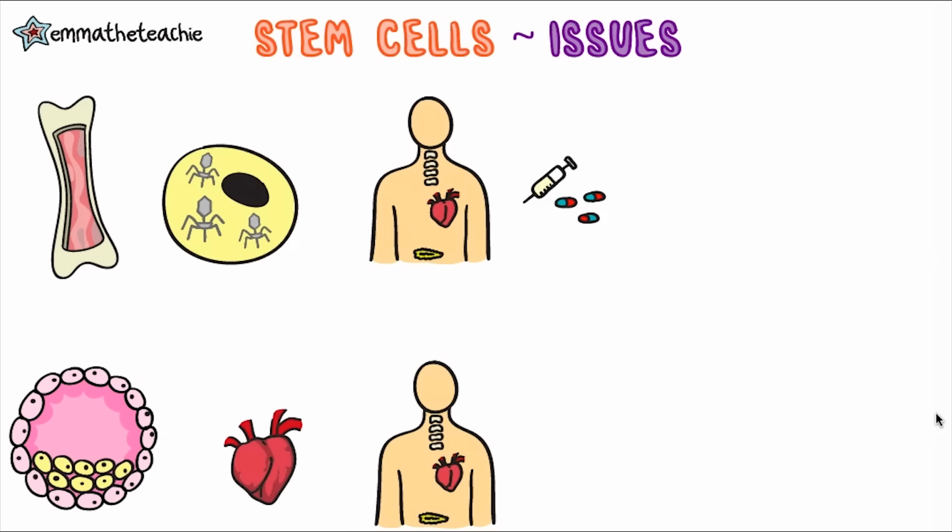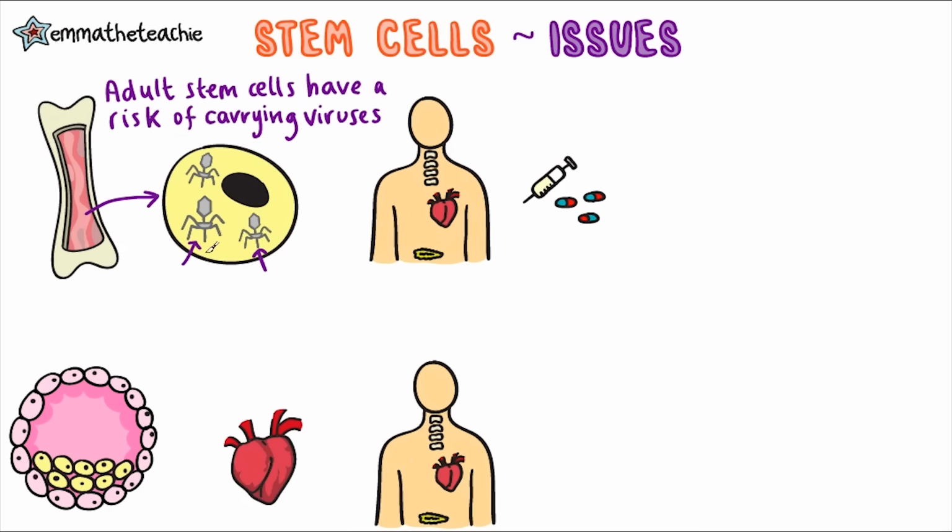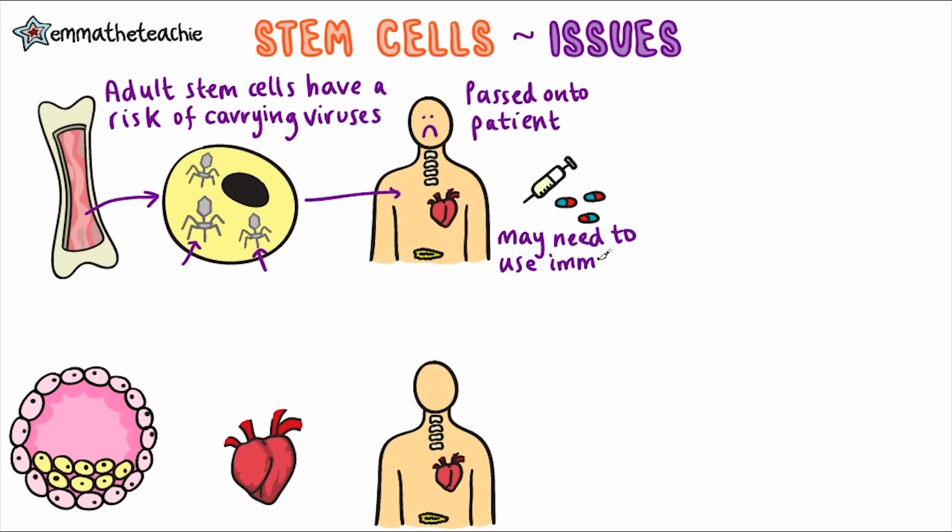Finally, we need to look at the issues surrounding stem cells. Adult stem cells have a risk of carrying viruses, which could infect the patient receiving them. And if a patient receives stem cells from an unrelated person, there's a chance that their body will reject them. They'll have to use immunosuppressant drugs to prevent this.